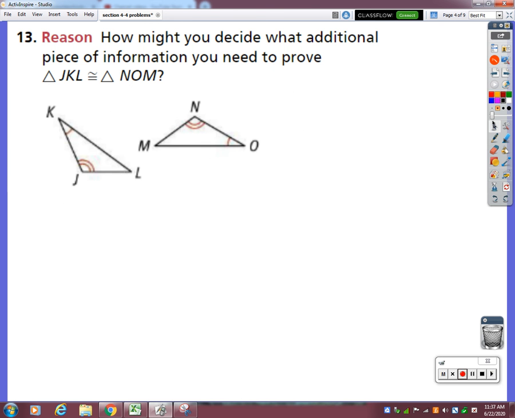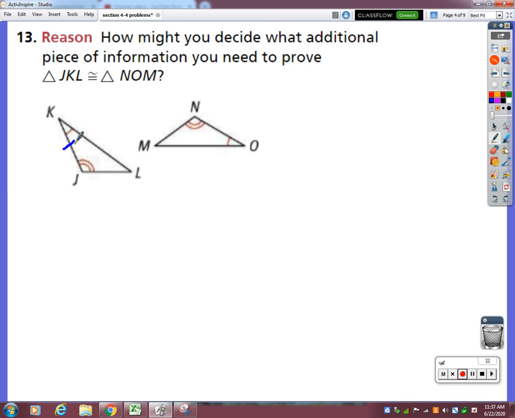How might you decide what additional piece of information you need to prove that JKL is congruent to NOM? Well, like I said before, you always need at least one side to show that two triangles are congruent. Words of wisdom. So it would not be enough to say that angle L is congruent to angle M, but any side will do. We only need one if we have two angles.